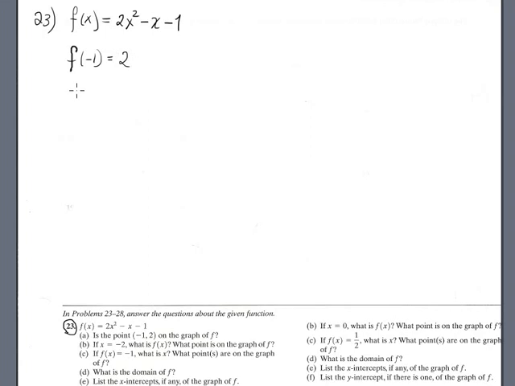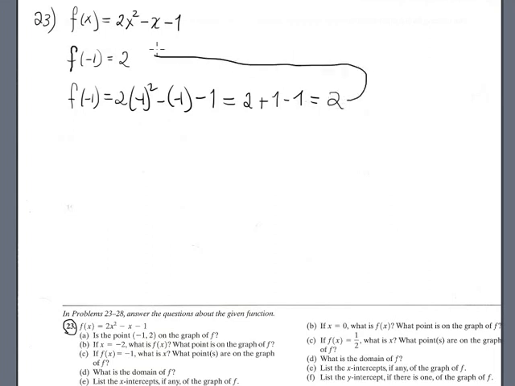Let's do it. f(-1) is equal to (-1) squared minus (-1) minus 1. (-1) squared is 1, times 2 is 2, 2 plus 1 minus 1... 2 plus 1 is 3, 3 minus 1 is 2. Perfect, it's okay. The answer is yes, (-1, 2) is on the graph.